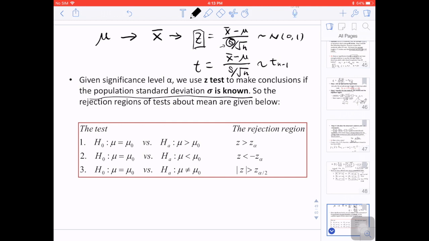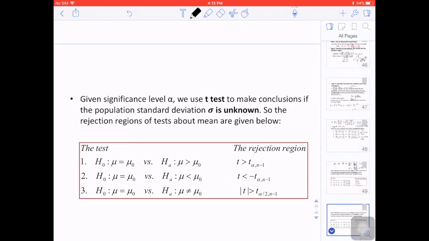So when sigma is known, we use the z-test. The corresponding rejection region for mu larger than mu 0 is z larger than z alpha. The rejection region for mu smaller than mu 0 is z smaller than negative z alpha. When mu is not equal to mu 0, the corresponding rejection region is the absolute value of z larger than z alpha divided by 2.